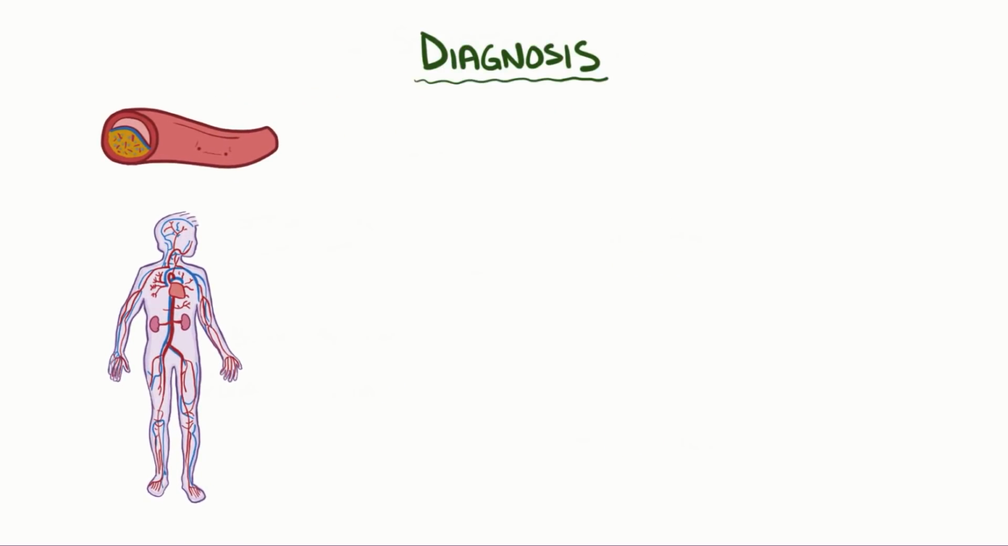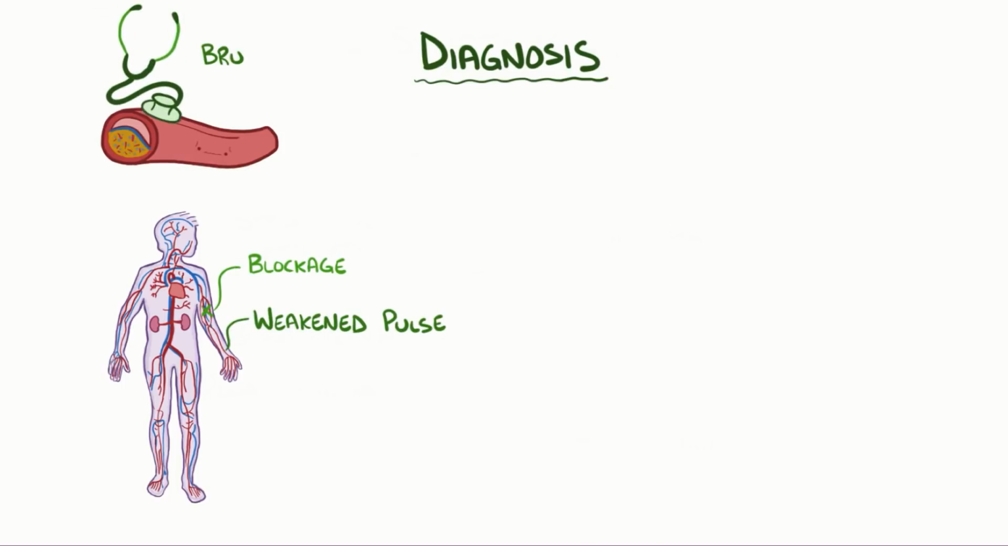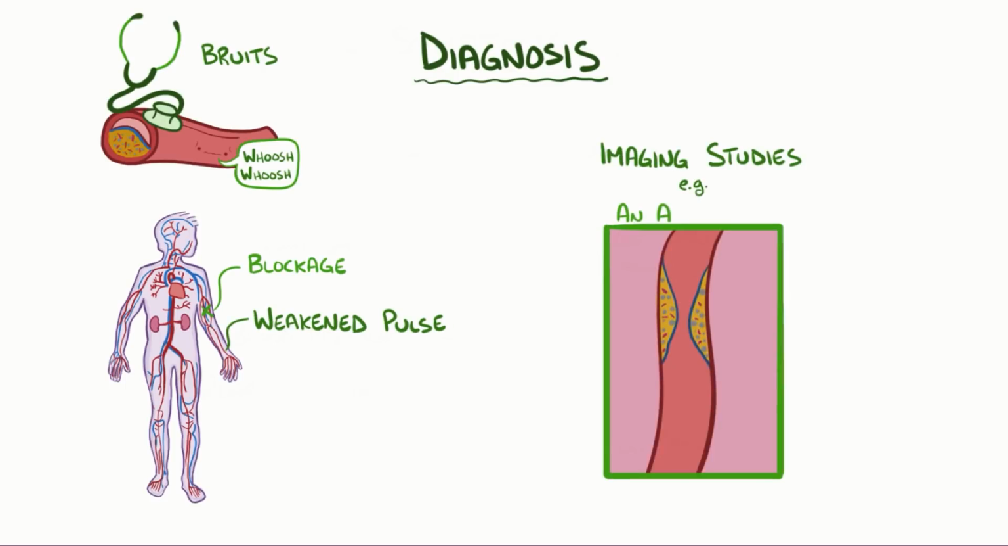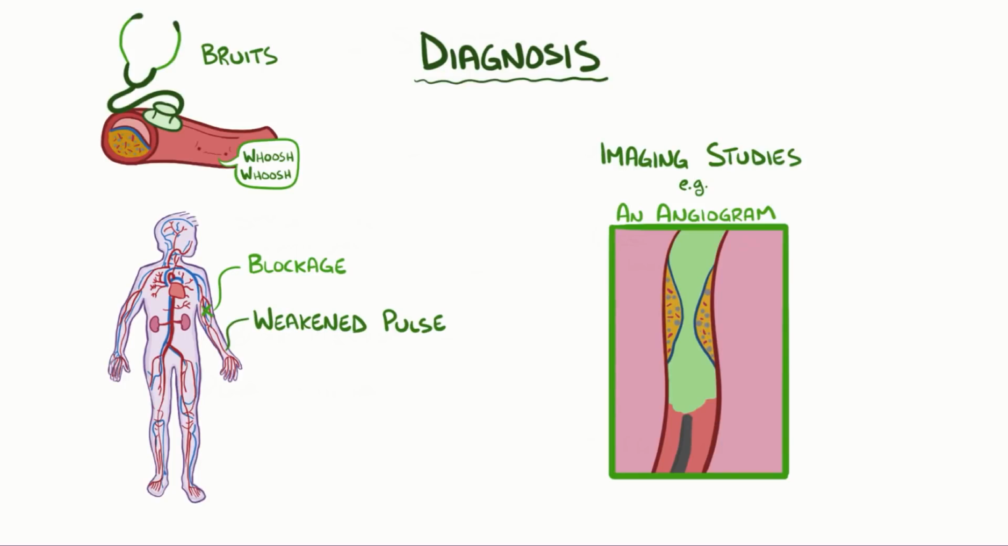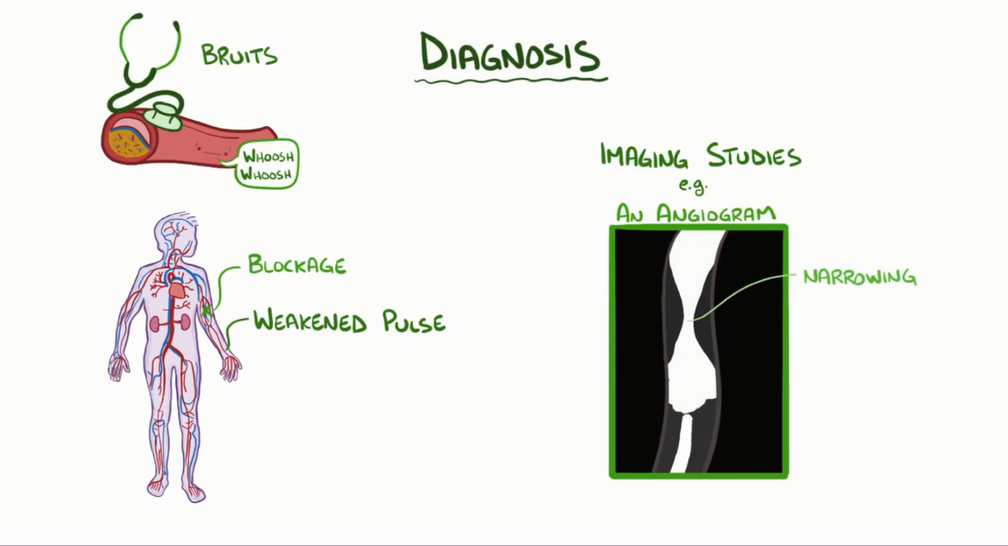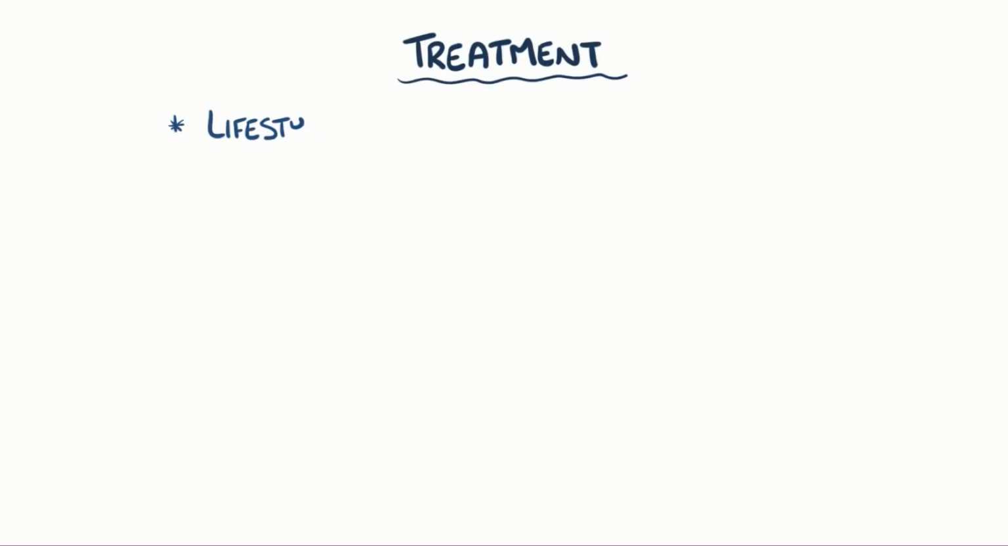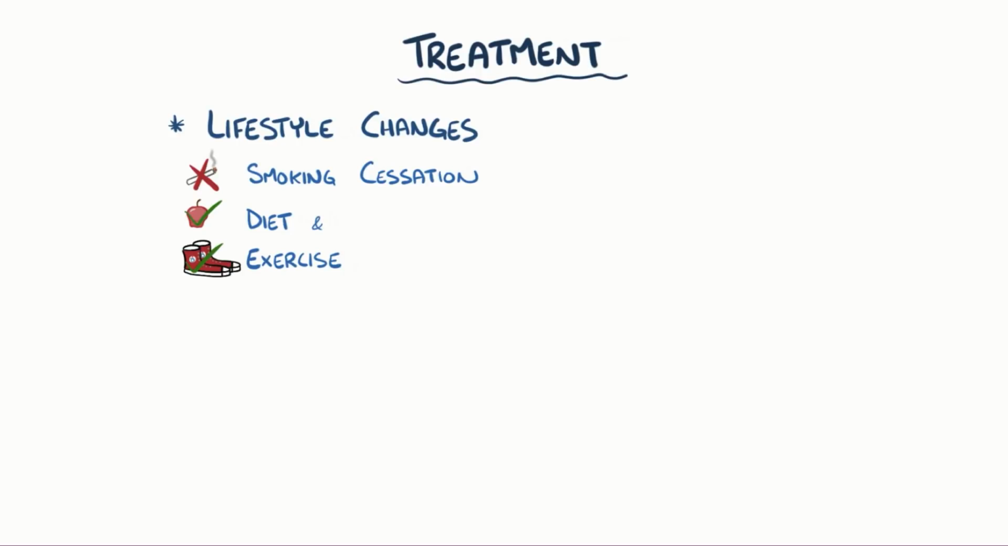Diagnosis usually starts with a physical examination, which can show a weakened pulse below the blockage or bruits, which is a whooshing sound over the arteries heard through a stethoscope. In addition, an imaging study like an angiogram, where a dye is injected into the blood vessel, can show narrowing of the vessels. These diseases can often be treated with lifestyle changes, like stopping smoking and improving diet and exercise. And that can help improve underlying conditions like diabetes mellitus or hypertension.